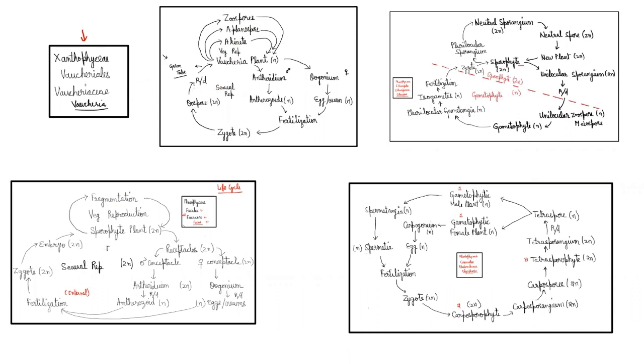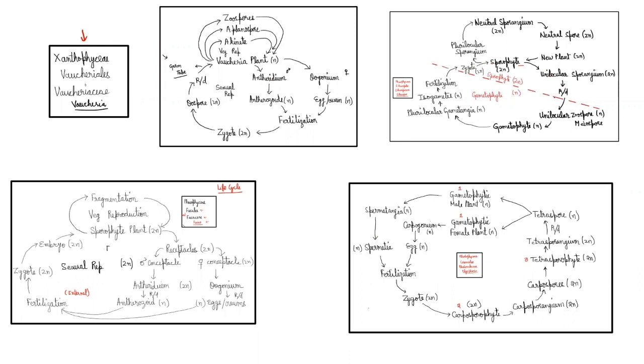Okay, then we come to the next class, that is Phaeophyceae. In Phaeophyceae, there are two examples, Ectocarpus and Fucus. First, we are discussing Ectocarpus, and you should know that in Phaeophyceae the main plant body is diploid, whereas in Xanthophyceae as well as in Chlorophyceae, we have seen the main plant body was haploid. In Ectocarpus, the sporophyte is diploid. It forms unilocular sporangium.